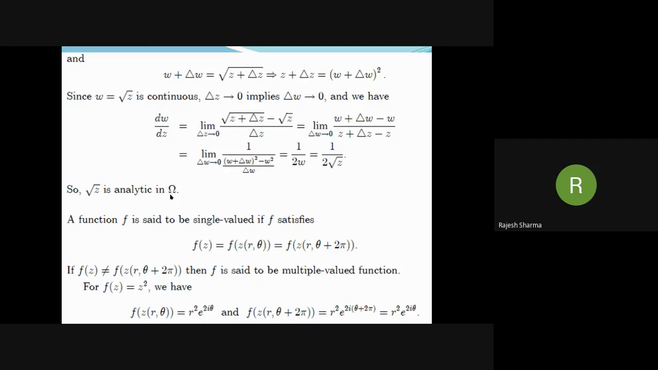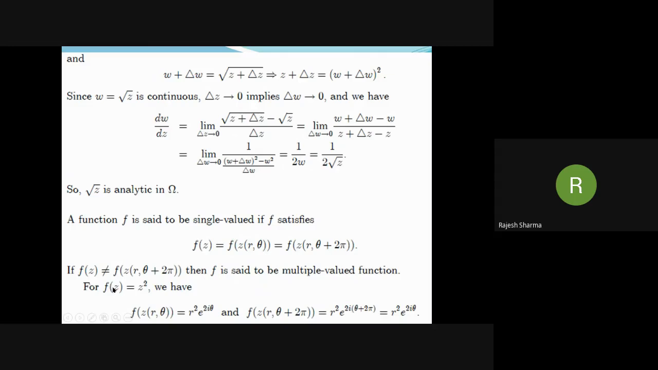Now we can also discuss the multiple valued function using polar coordinates. That is, writing z = r e^{iθ}, where r = |z| and θ is the argument of z. Then a function f is said to be single valued if f(z) = f(z; r, θ) = f(z; r, θ + 2π). Then we say that f is single valued, and if f(z) is not equal to f(z; r, θ + 2π), then f is said to be a multiple valued function.